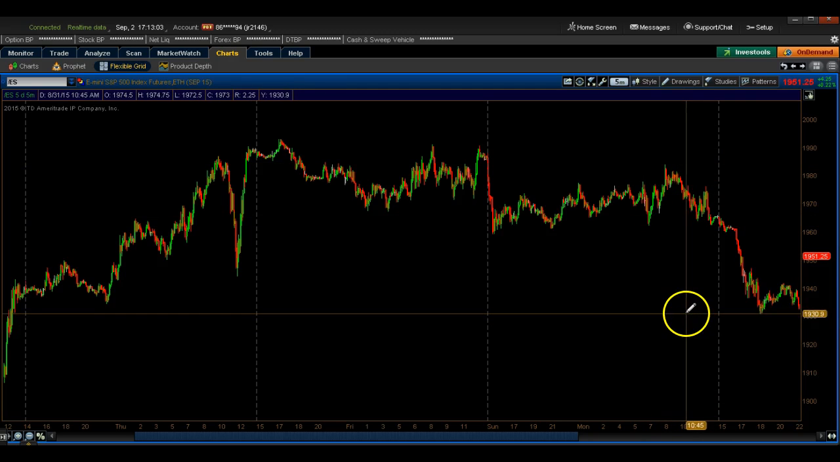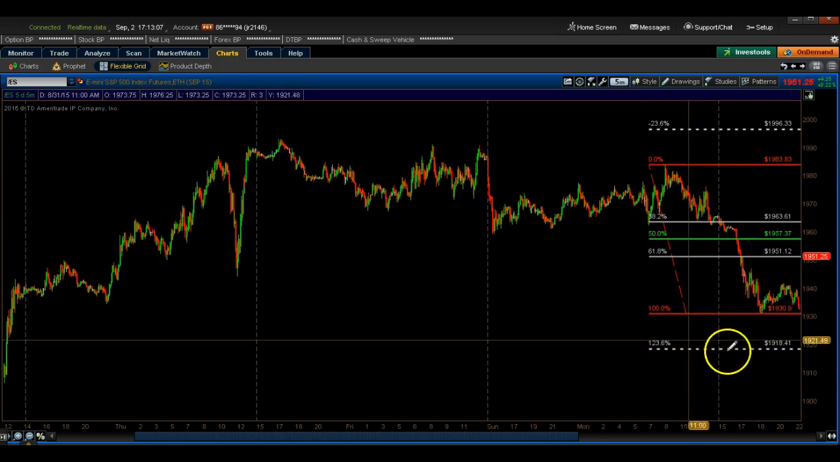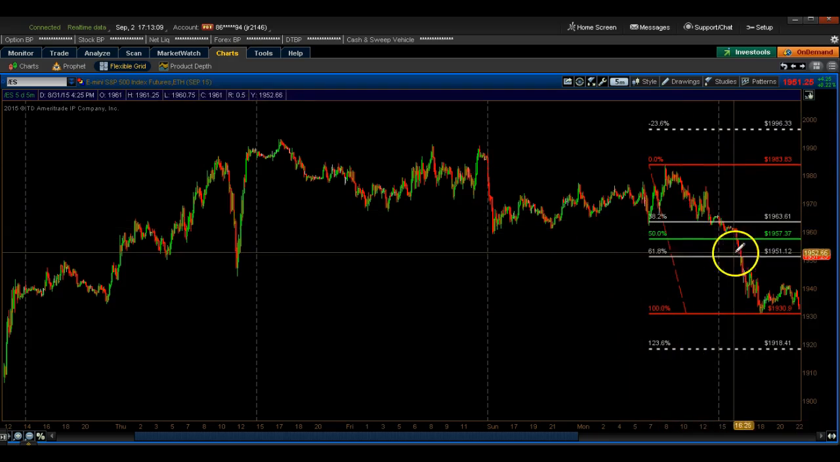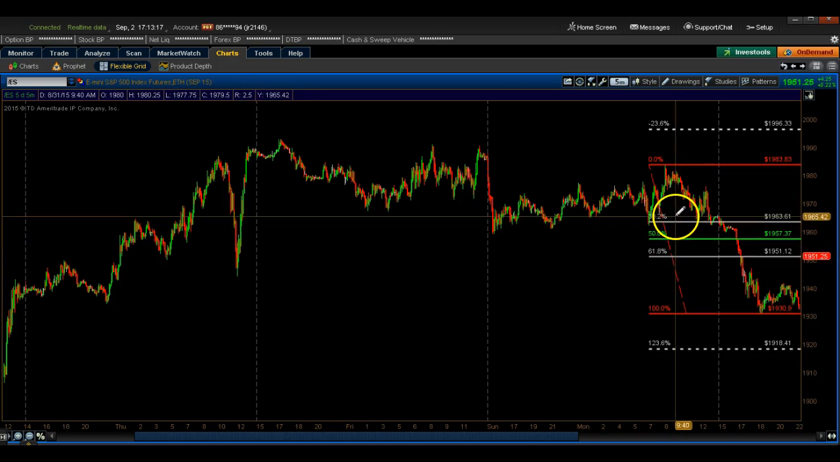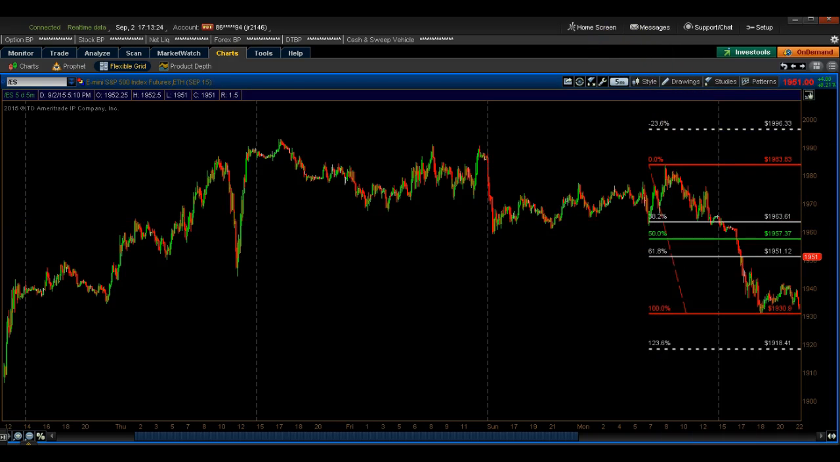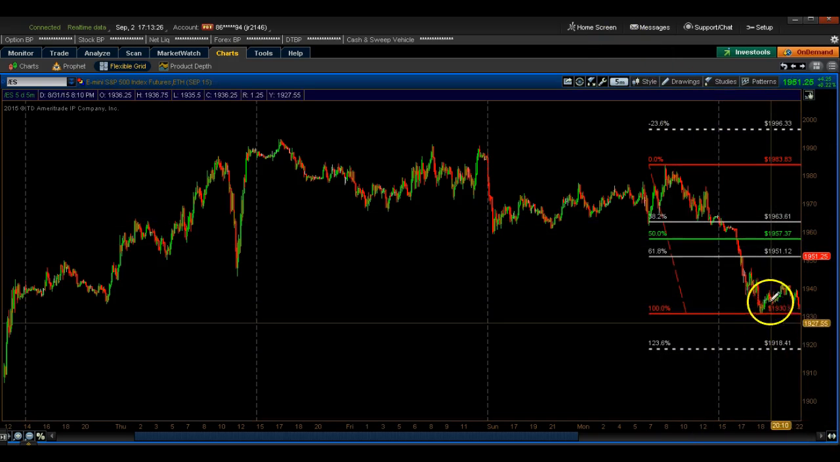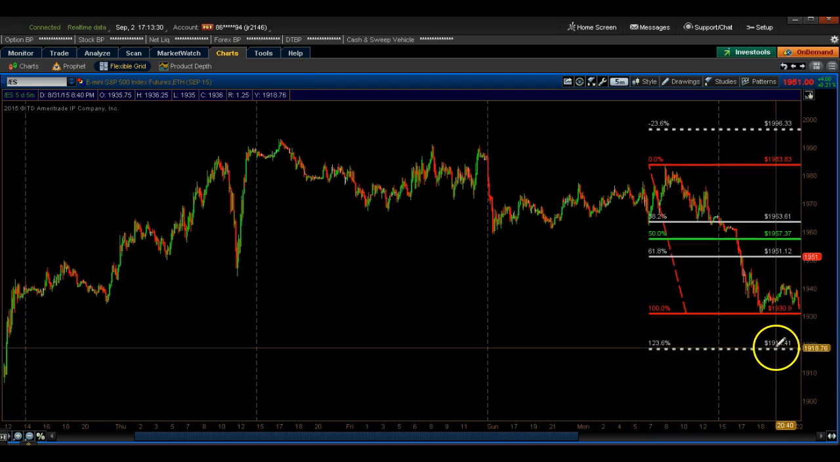If you start here and go up here, I have the minus 23. It's all exactly the same. Your 50% is always the same place, the 123 or the minus 23 is always the exact same place. Same with your 61 and your 38%. It doesn't matter which way you draw. So now I know if price breaks, where am I going to look for a potential support level?